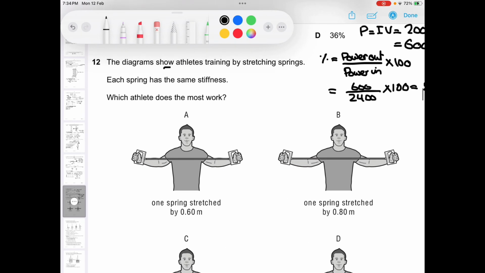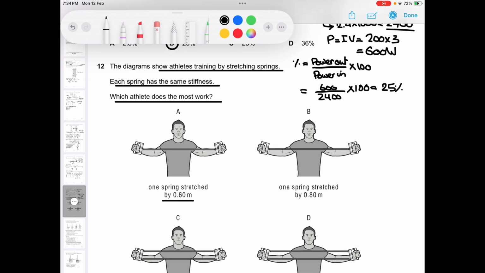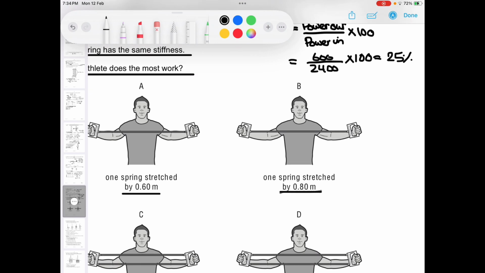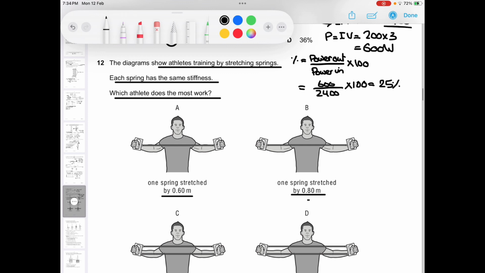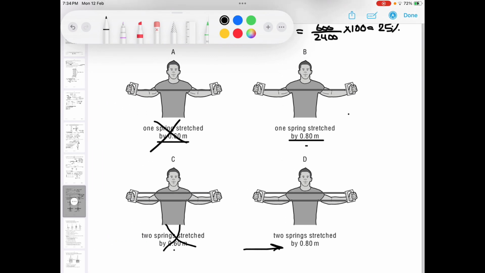The diagram shows athletes training by stretching springs. Each spring has the same stiffness. Which athlete does the most work? Here it is one spring stretched by 0.60, one spring stretched by 0.80. Obviously, this one is doing more work than this one, so we cancel A. Two springs stretched by 0.60 or two springs stretched by 0.80. Cancel out this one. This one is doing much more work than C. So now it's between B or D.